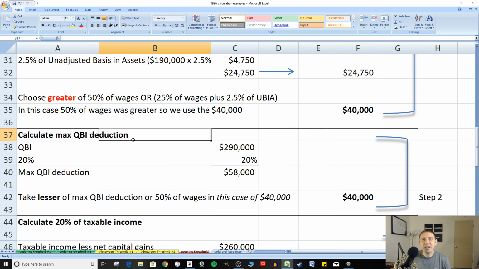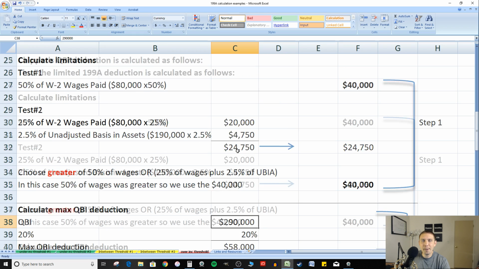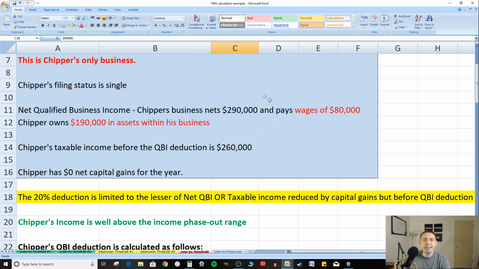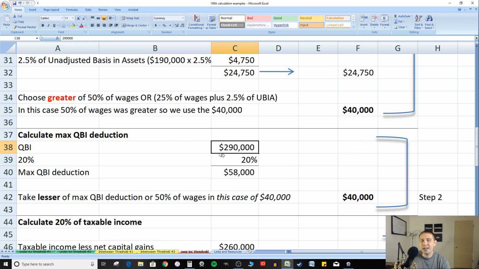Now what we need to do is figure out what the max QBI deduction would be. So we know that Chipper's qualified business income is $290,000. And remember that $290,000 comes from up here, right there. So we take 20% of that. So 20% of $290,000 is $58,000, folks.